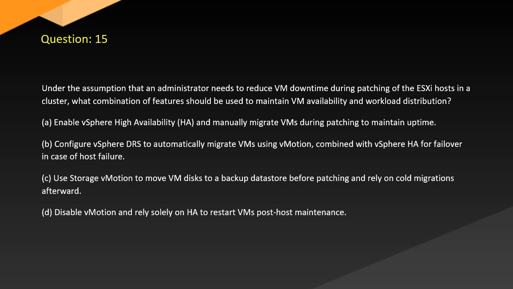A. Enable vSphere High Availability, HA, and manually migrate VMs during patching to maintain uptime. B. Configure vSphere DRS to automatically migrate VMs using vMotion, combined with vSphere HA for failover in case of host failure. C. Use Storage vMotion to move VM disks to a backup data store before patching and rely on cold migrations afterward. D. Disable vMotion and rely solely on restarting VMs post-host maintenance.